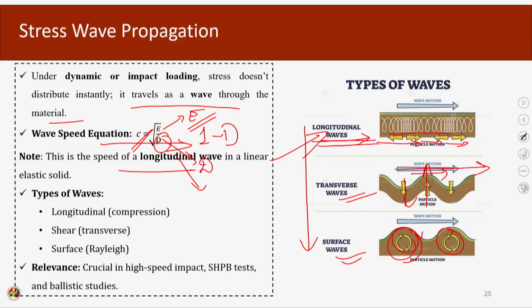So, as you have seen, there are longitudinal waves and shear or transverse waves. Longitudinal waves are also compressive-tensile waves, shear waves are the transverse waves acting perpendicularly, and there are surface waves or the Rayleigh waves. The use of these waves is crucial in high speed impact. And using the measurement of these waves, material characterization can be done using different apparatus such as split Hopkinson bars and other types of apparatus.